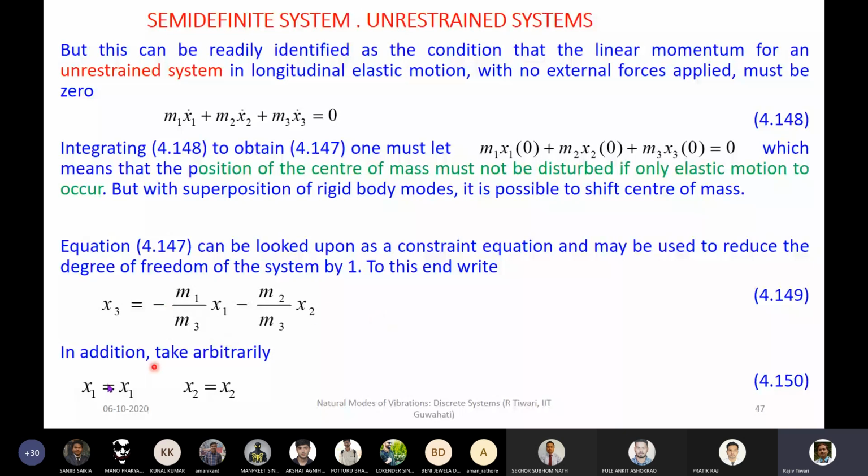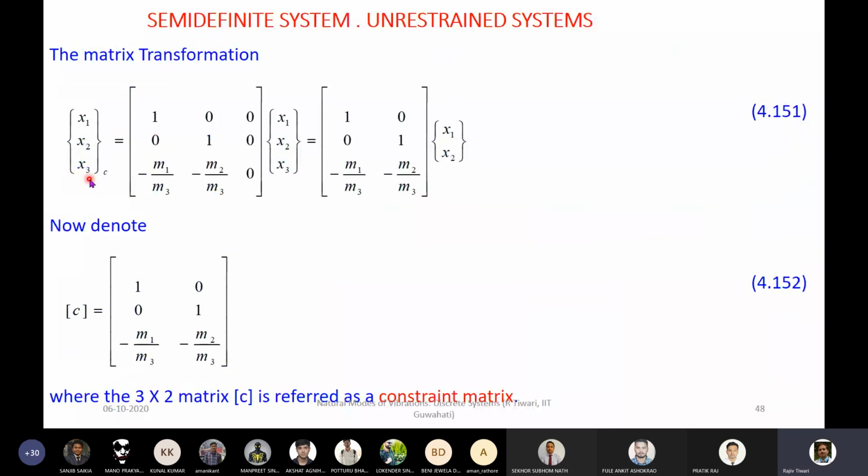Now I'm using the identities x1 is equal to x1, x2 is equal to x2, and combining these three equations in one: x1, x2, x3. In the first equation, x1 is equal to x1; if you multiply, x2 and x3 will get 0. The second equation is x2 is equal to x2. And the third equation is the one we got from the orthogonality condition of the rigid body mode. So the third equation will be this.